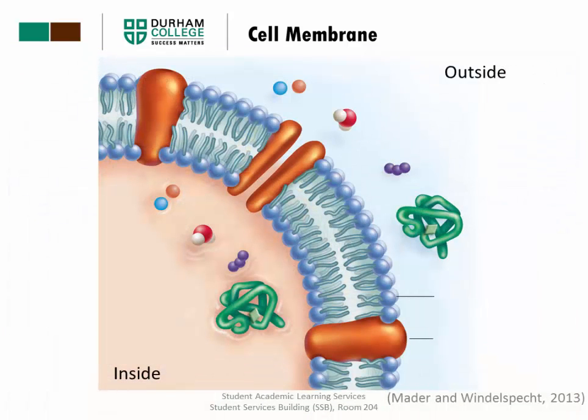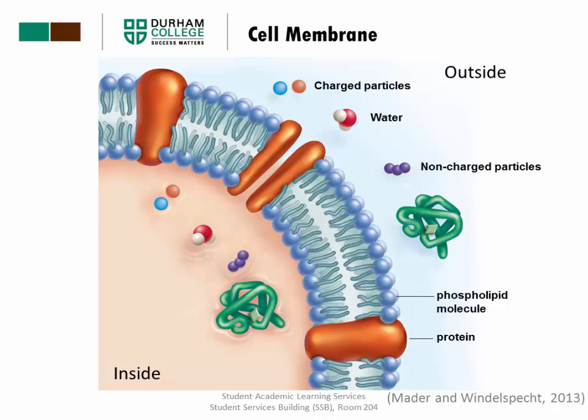Looking at the cell membrane from a slightly different angle, we can again see that the inside of the cell and the outside of the cell are separated by the cell membrane. The cell membrane, again, is made up of phospholipid molecules making up the lipid bilayer, and embedded within that lipid bilayer are proteins. Inside the cell, separate from the cell membrane, and outside of the cell as well, there are a variety of chemicals. These include charged particles, water molecules, non-charged particles, and macromolecules.